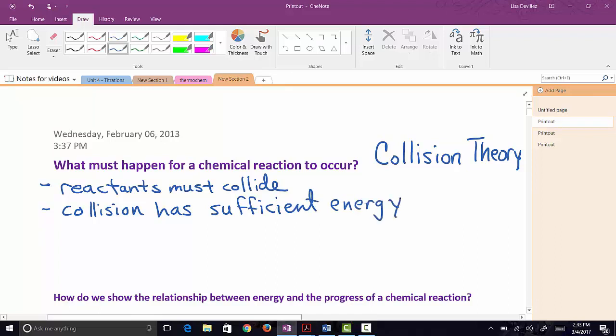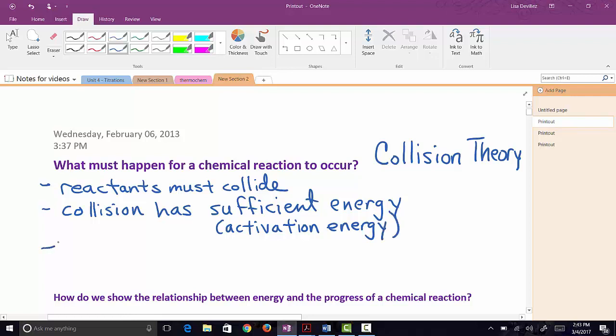and we've looked at this back in the last unit when we looked at the energy diagrams, and we talked about something called activation energy. So we're talking about that the collisions have to have a certain amount of energy. That's the activation energy for the reaction.